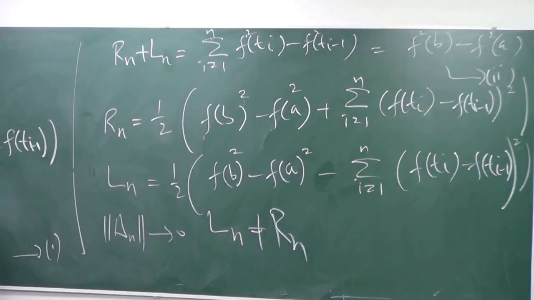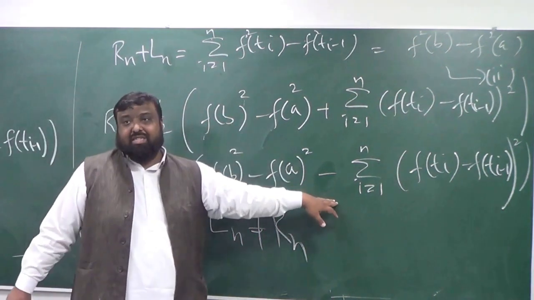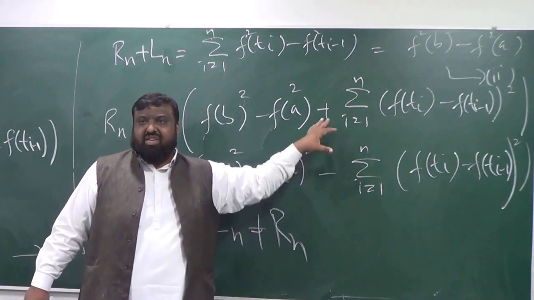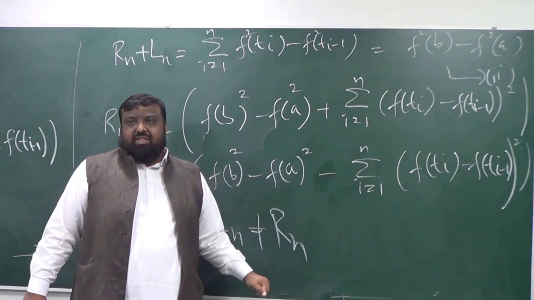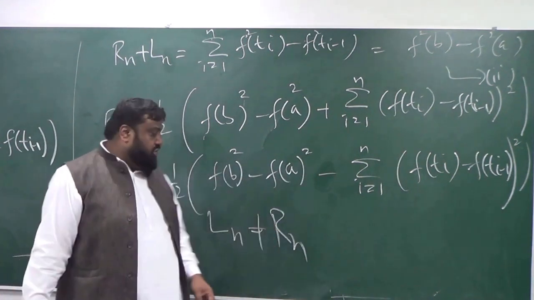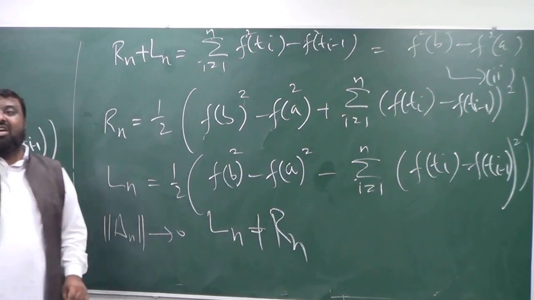No. Ln is not equal to Rn. We're not going to get it. Here you are adding and here you are subtracting a number. So if the limit exists, you should have equality, but it doesn't. So what does this mean?